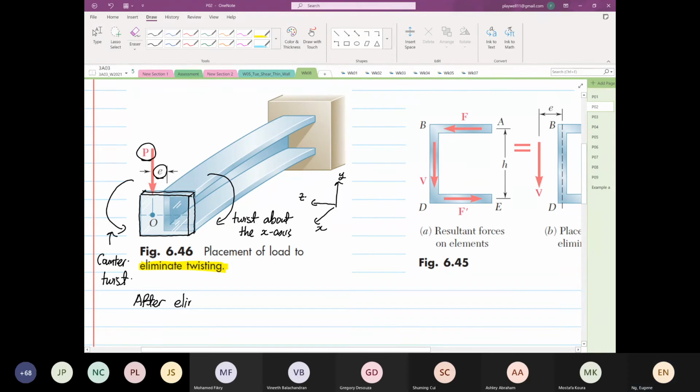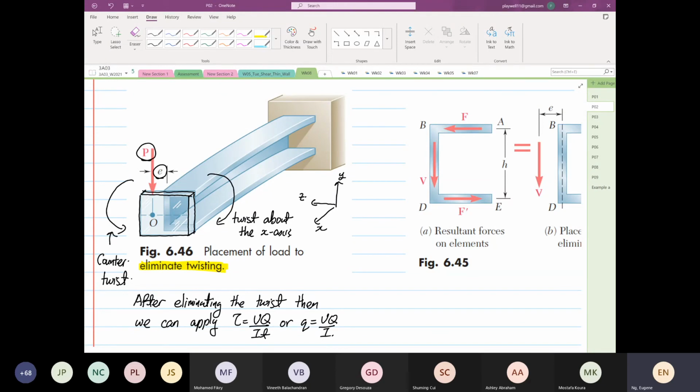eliminating the twist, right? Then we can apply the shear stress is equal to VQ over IT, or the shear flow is equal to VQ over I. Okay. So let's see what is going on.